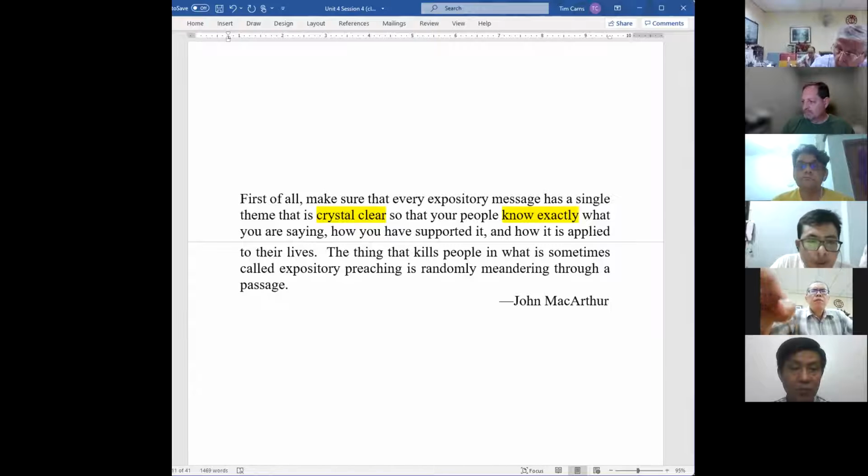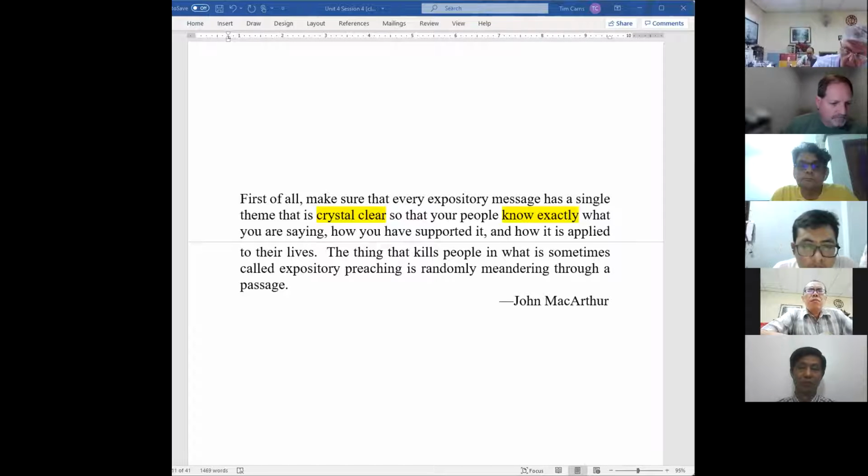First of all, make sure that every expository message has a single theme that is crystal clear so that your people know exactly what you're saying, how you have supported it, and how it is applied to their life. The thing that kills people in what is sometimes called expository preaching is randomly meandering through a passage.